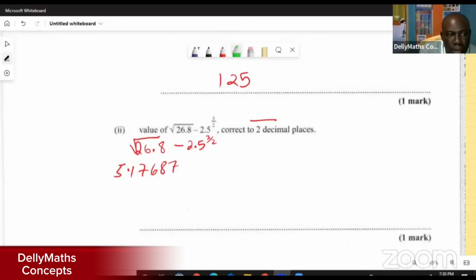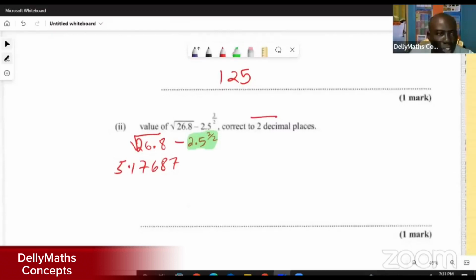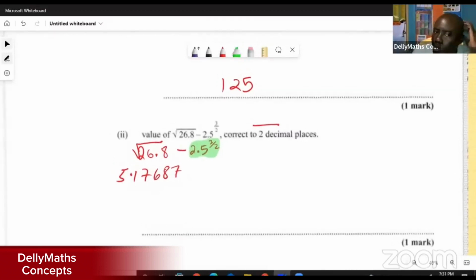This part, a lot of people might see this and think too much. This is actually 2.5 raised to the 1.5 if you want to look at it like that. But definitely the calculator should be able to help you out.